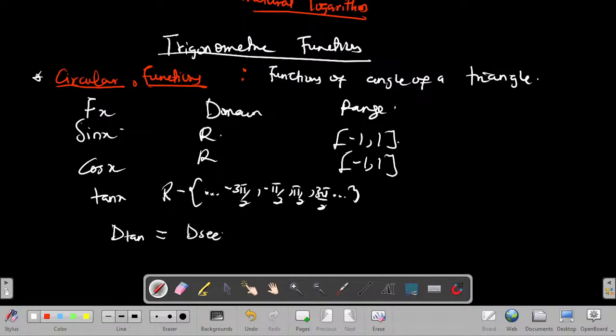The domain of a tangent function is the same as the domain of a secant, or sec, 1 over cos. It's very important for you to have that in mind. So once you have this, we can summarize this simply by saying that the domain is R minus the expression pi on 2 plus k pi, where k is a member of integers.